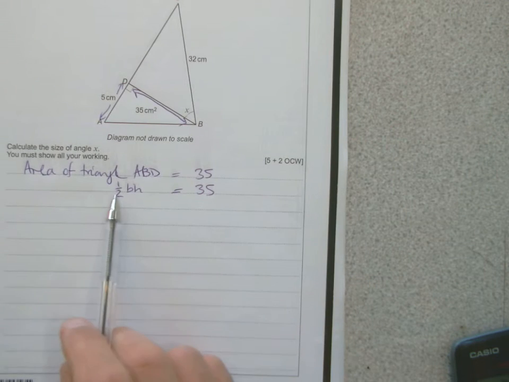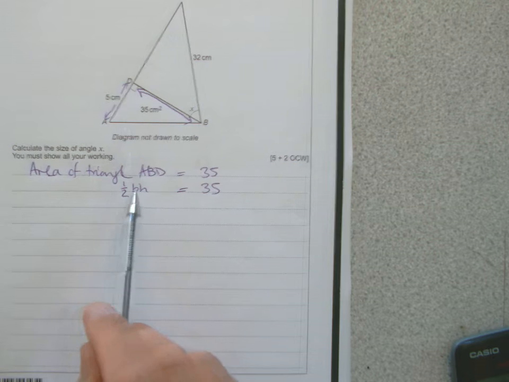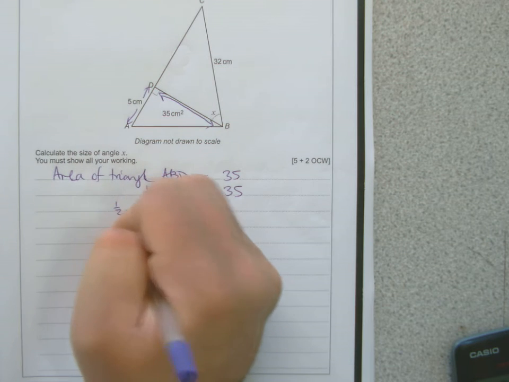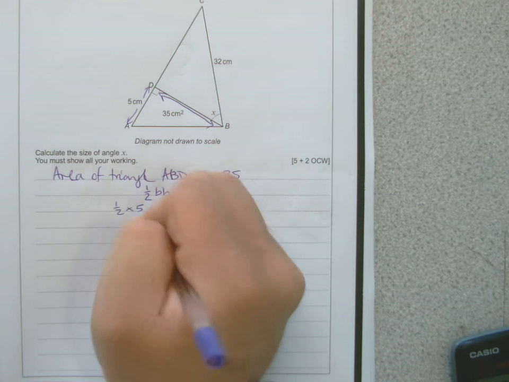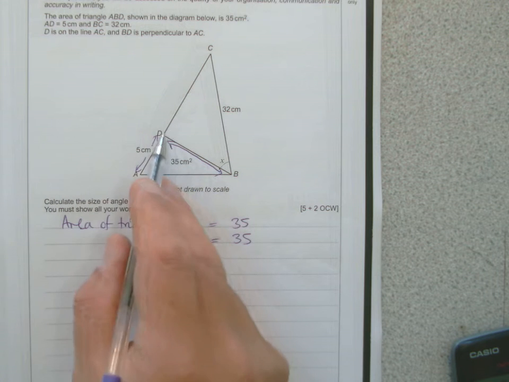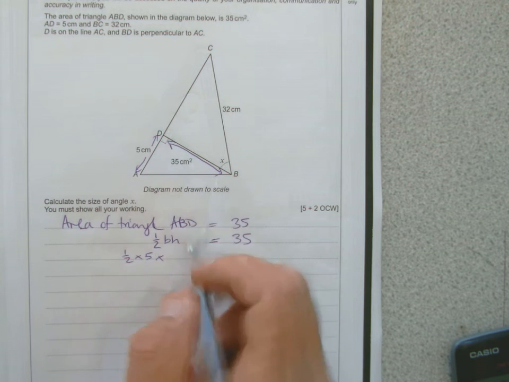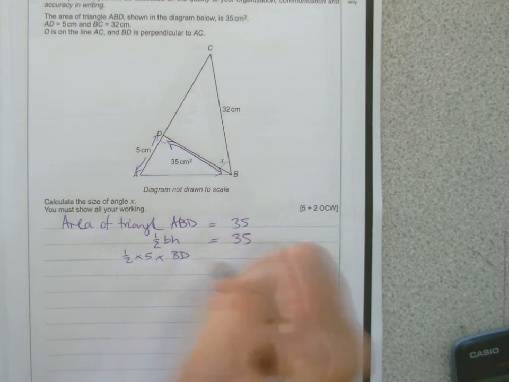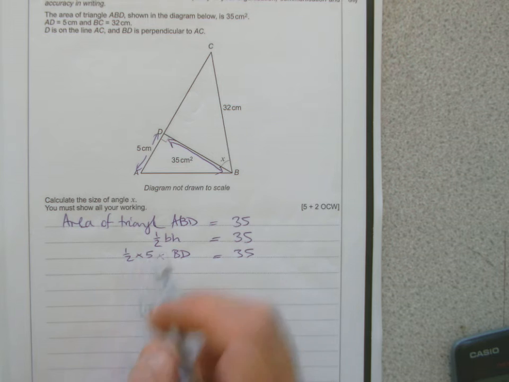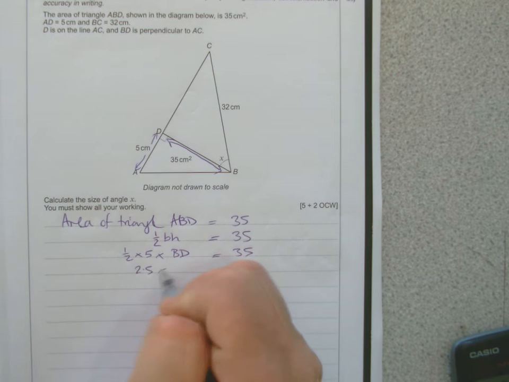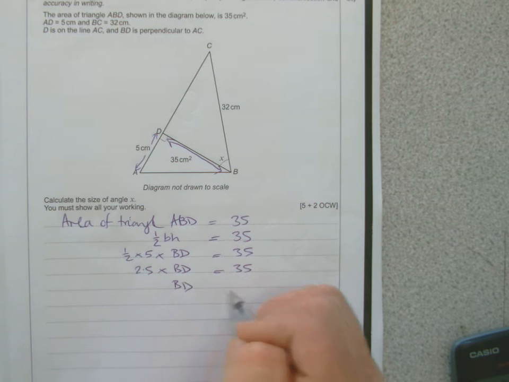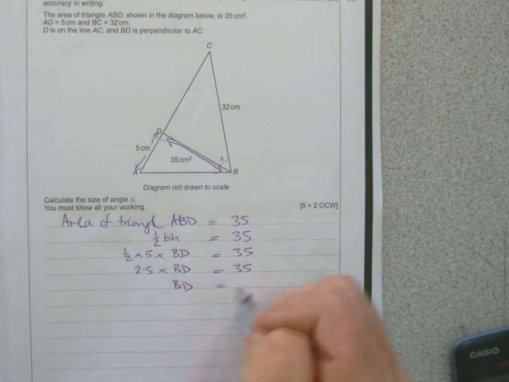So we use this formula because it is a right angle triangle. We're allowed to use half base height. So we'll have half times the base, which is 5, times the height, which we don't know. Now, the height there is the side BD, isn't it? So we can call it BD. That equals 35. So half times 5 is 2.5 times BD equals 35, and then BD equals, because you're multiplying in here, take it over and divide.